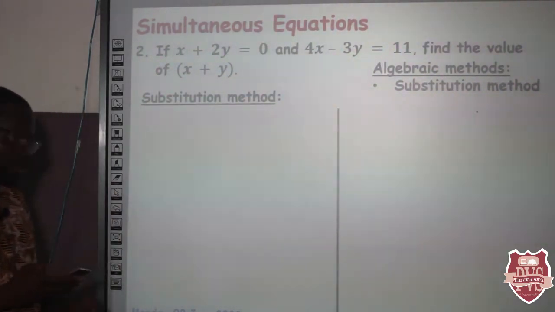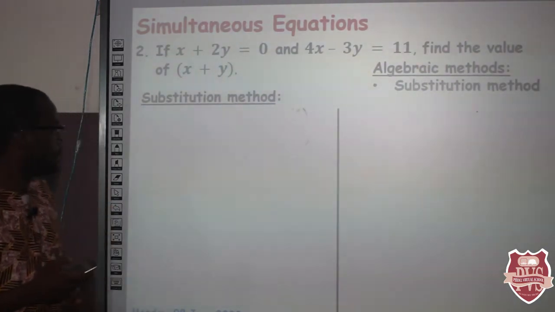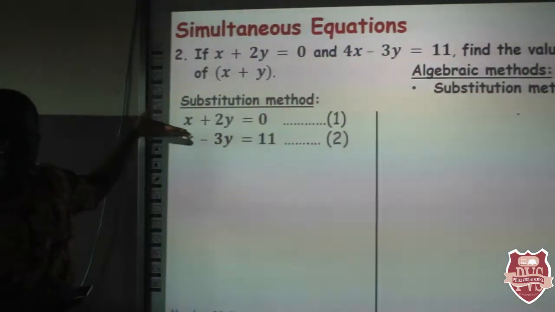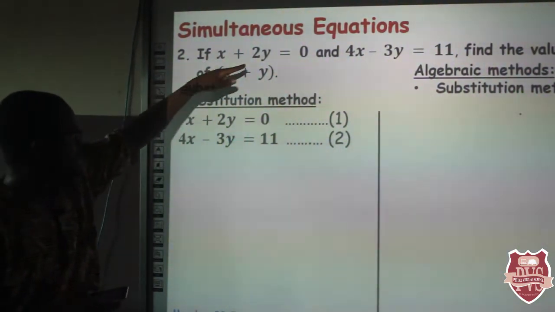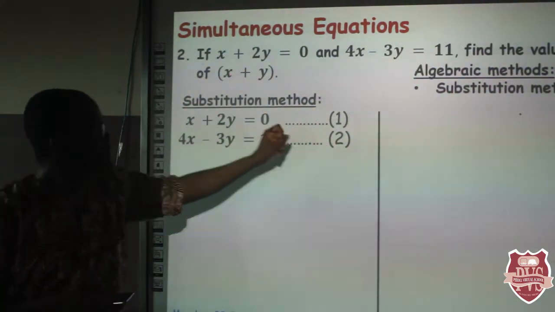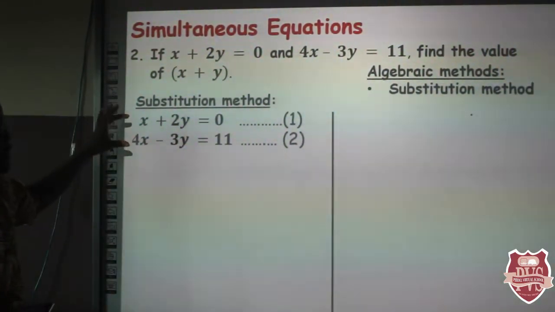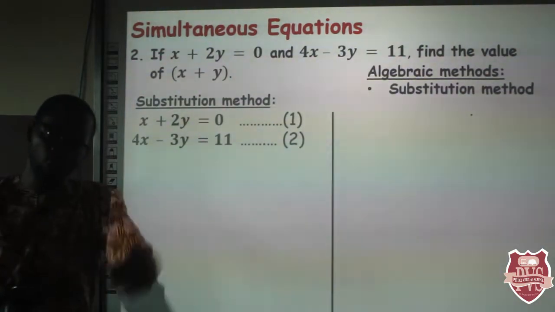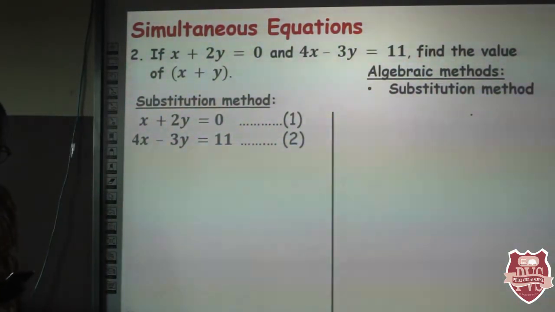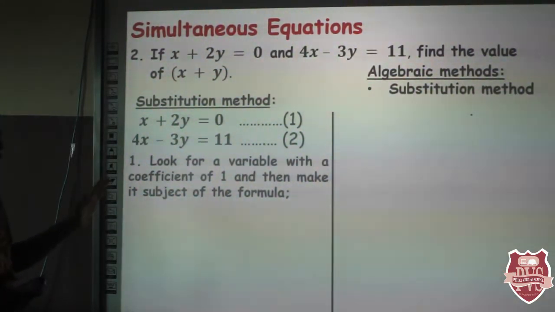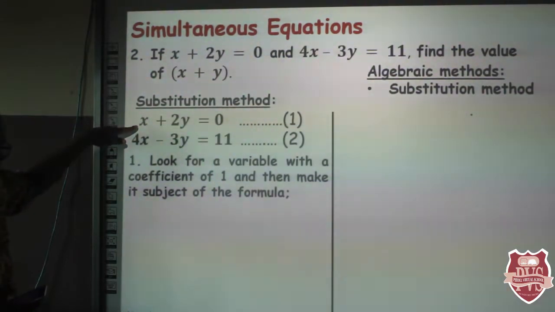Step 1. Remember step 1. You write the equations out very clearly. Look at equation 1, x plus 2y is equal to 0. That's equation 1. And then of course, 4x minus 3y is equal to 11. That's equation 2. So once you've written out the two equations clearly, you can then go step by step. So step 1, you look for a variable with a coefficient of 1 and then you make it the subject of the formula. So x has a coefficient of 1, so we make x the subject of the formula from equation 1. And how do you do that?